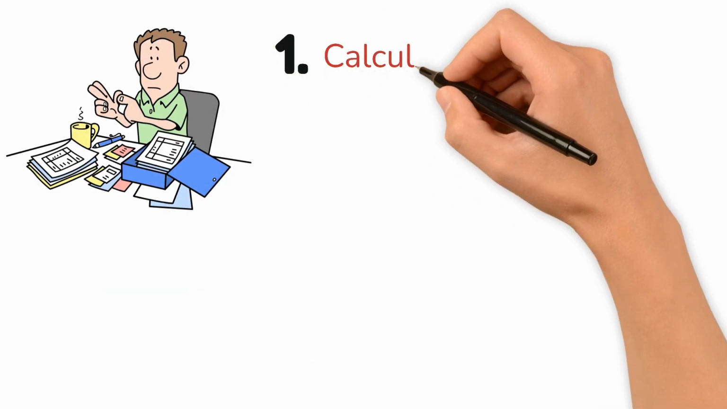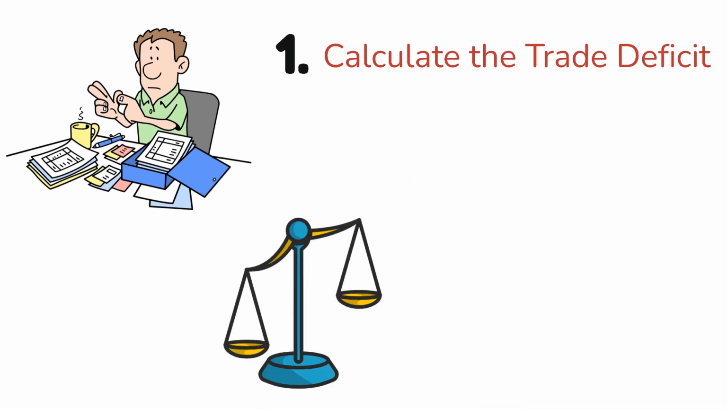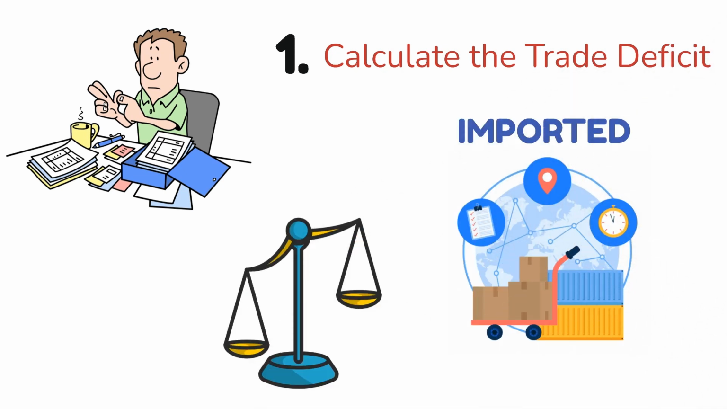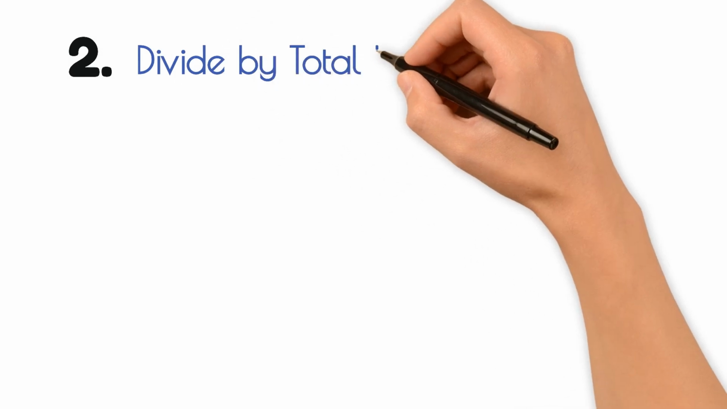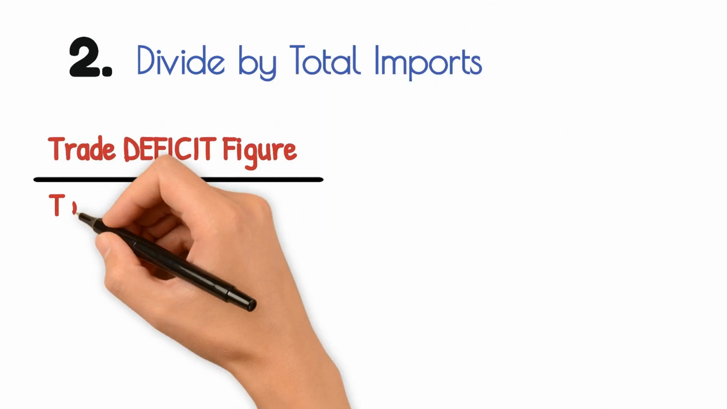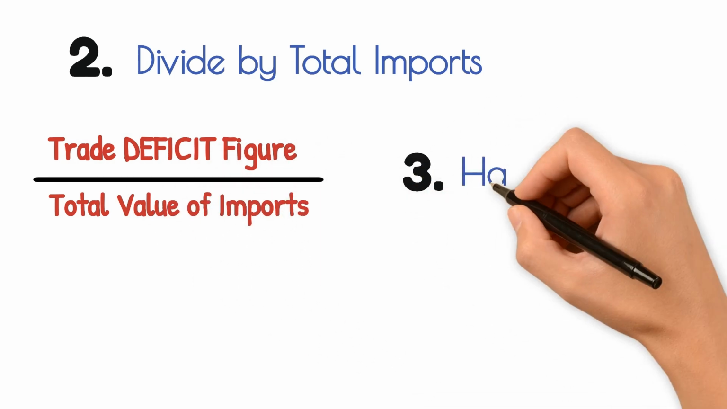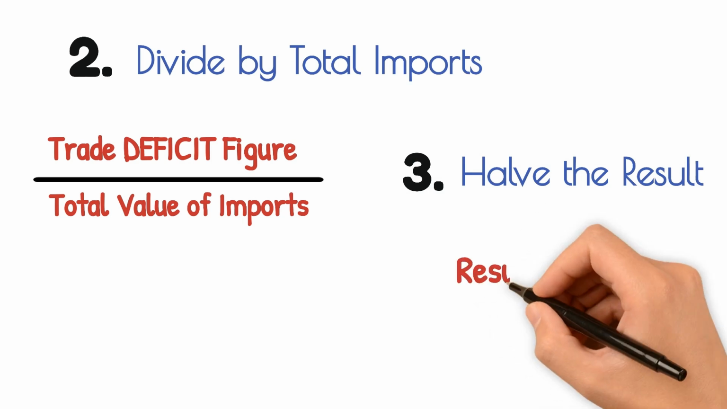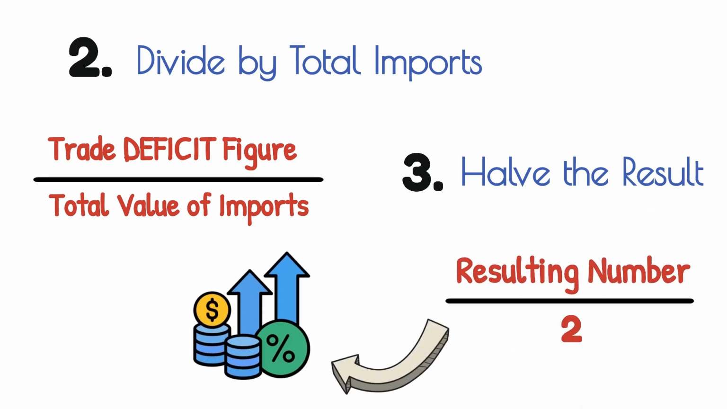1. Calculate the trade deficit. Determine the difference between the value of goods imported from a country and the value of goods exported to that same country. 2. Divide by total imports. Take the trade deficit figure and divide it by the total value of imports from that country. 3. Halve the result. The resulting number is then divided by 2 to arrive at the tariff rate percentage.